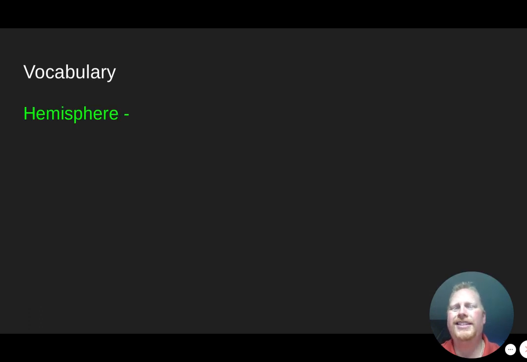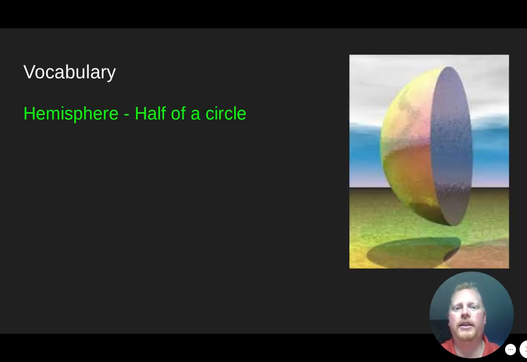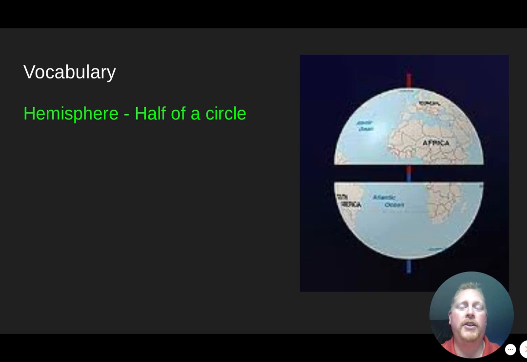Another thing you should know is hemisphere. A hemisphere is basically half of a circle. It says half of a circle. It should say half of a sphere. So you probably know this because the Earth is separated into two hemispheres, the northern hemisphere and the southern hemisphere. So basically, half of a sphere.